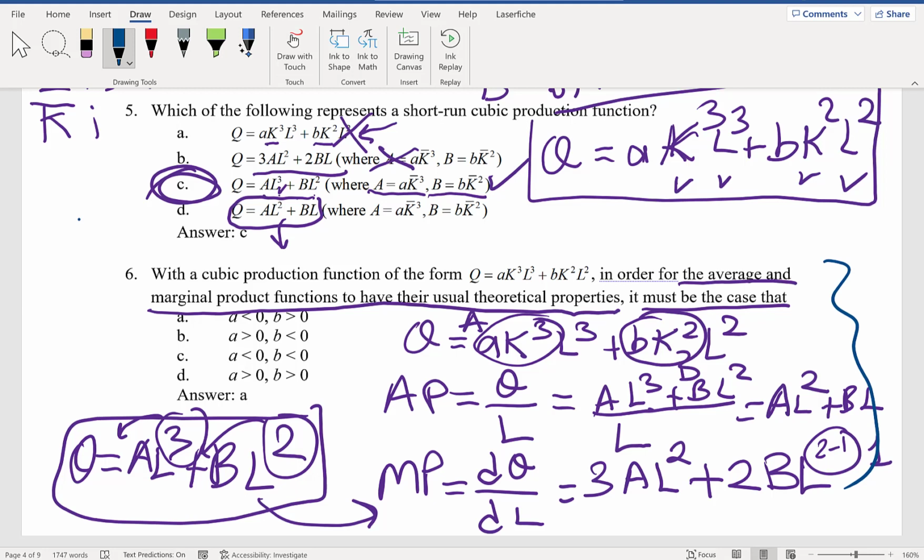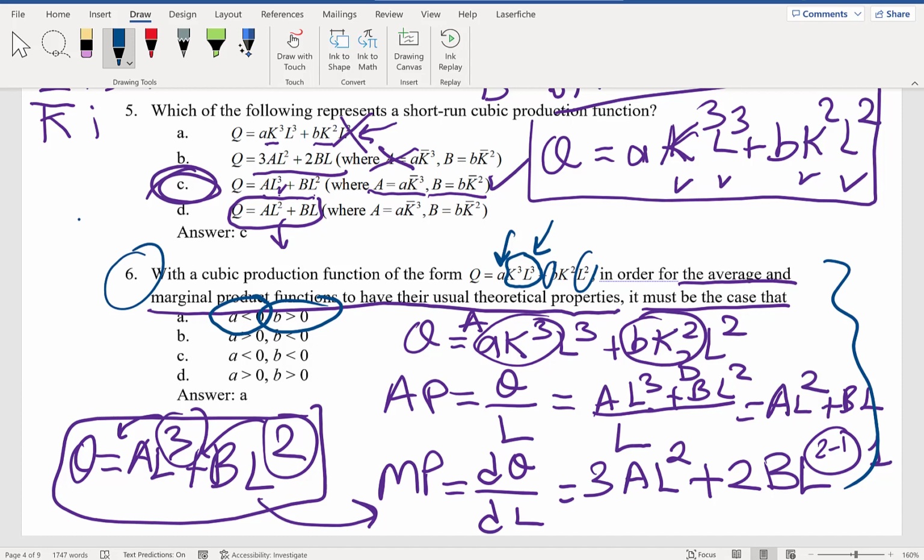All right, so the correct answer is, for it to have the good properties that we're looking for, you have to have little a negative and lowercase b positive. So what are we paying attention to? The coefficient in front of the cubic form of labor needs to be negative, and the coefficient in front of the quadratic needs to be positive. You can watch my lecture slides, and there I derive it.